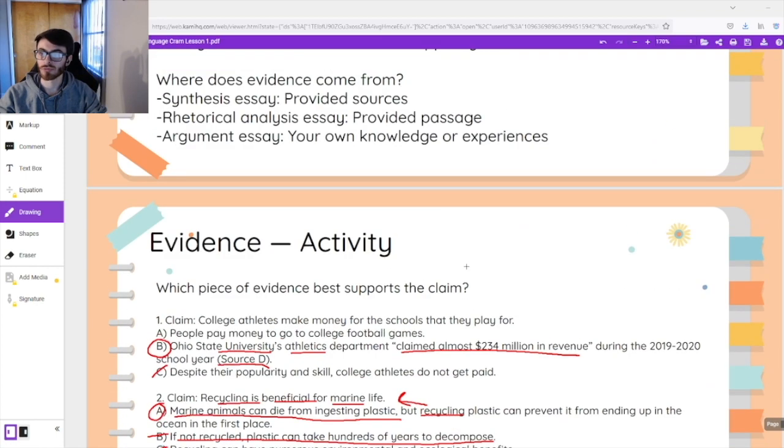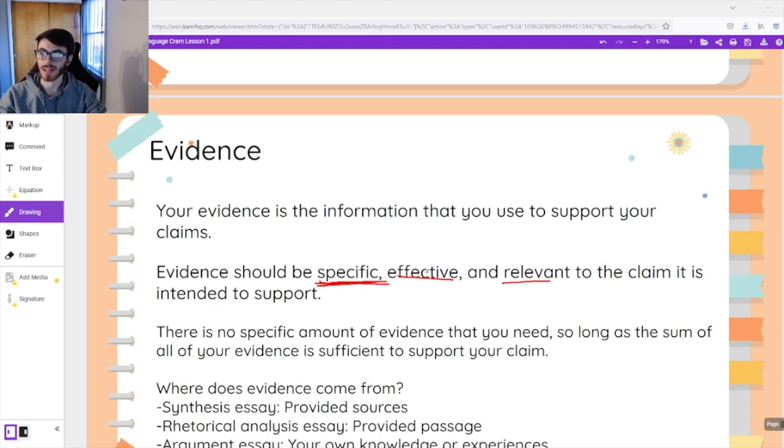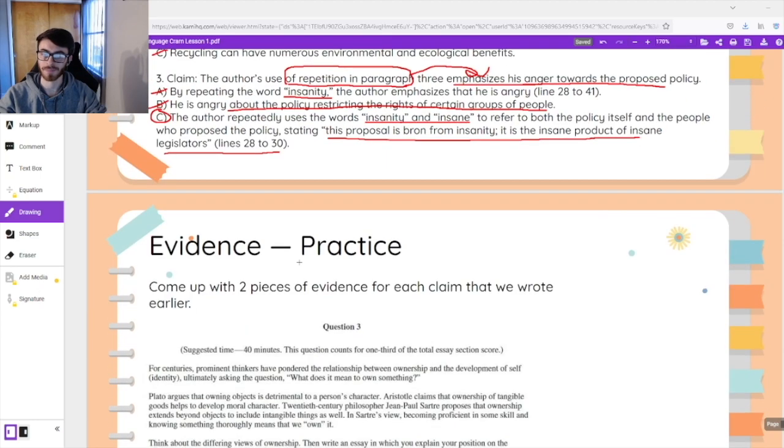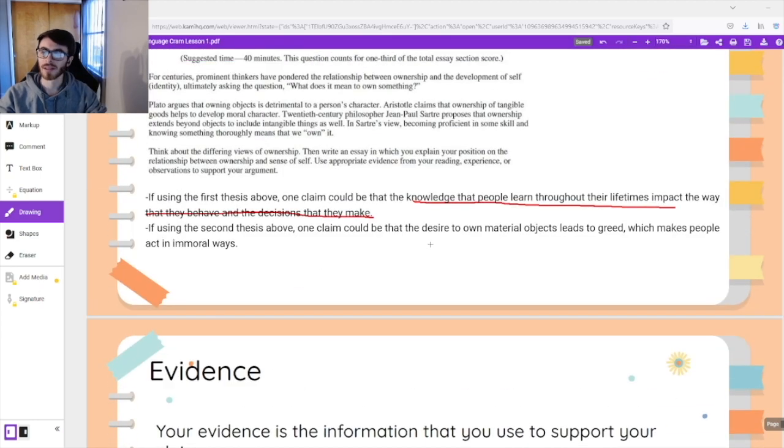And it reinforces the idea that it's relevant, right? And it's effective in reinforcing the idea that the knowledge impacts the way that people behave and the decisions that they make. If we're supporting the second claim, being that the desire to own material objects leads to greed, which makes people act in immoral ways.